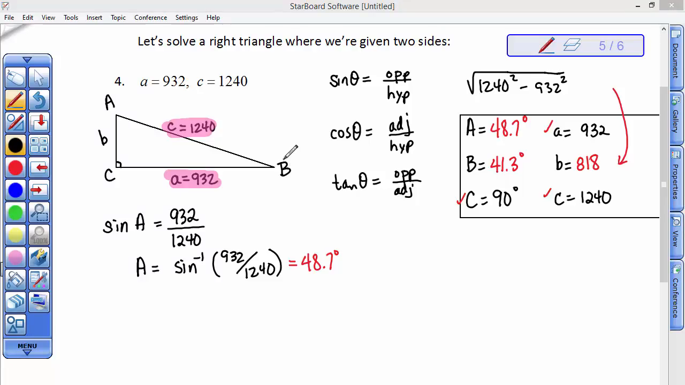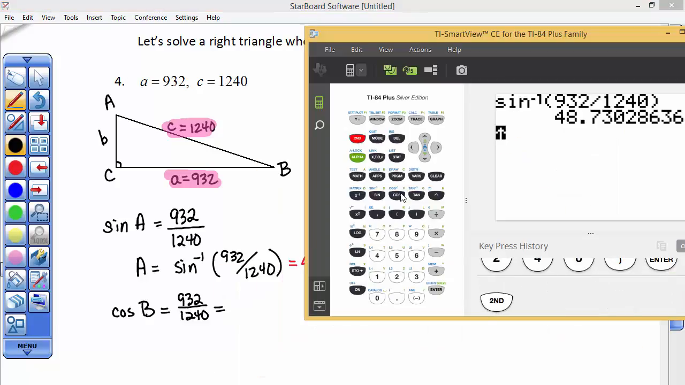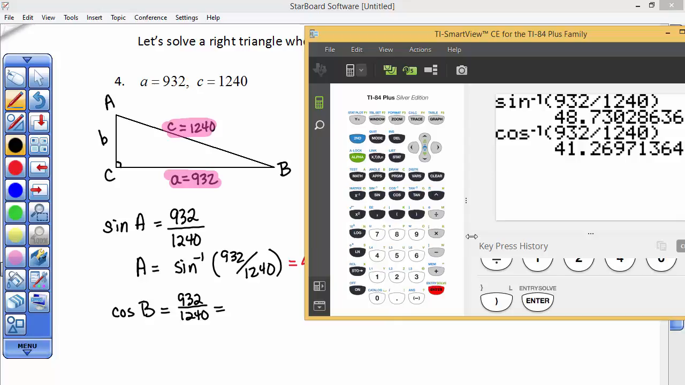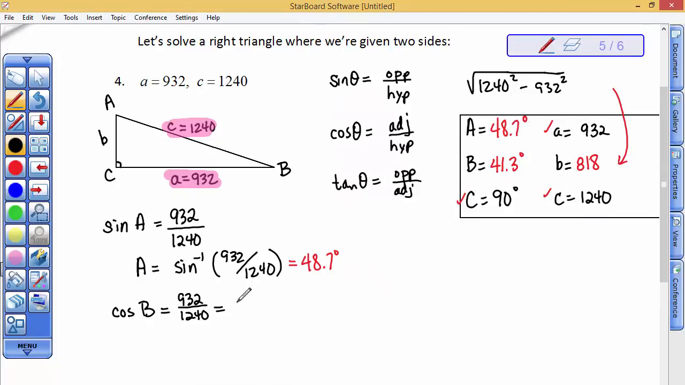The name of that side is the side adjacent to angle B. This is adjacent. This one's the hypotenuse. This is the one that uses adjacent and hypotenuse. So if I did not just take 90 minus this 48 to get this, I would use the cosine of angle B is equal to the side adjacent over the hypotenuse. And I'd take my calculator and I'd go second cosine of 932 divided by 1240, and I'd find out that the size of that angle is 41.3 degrees.